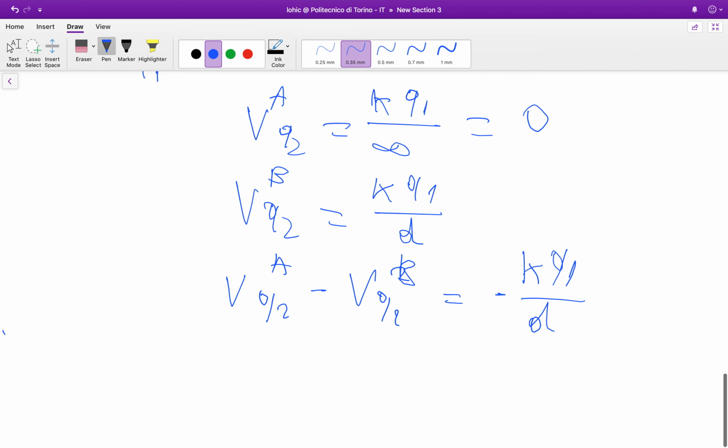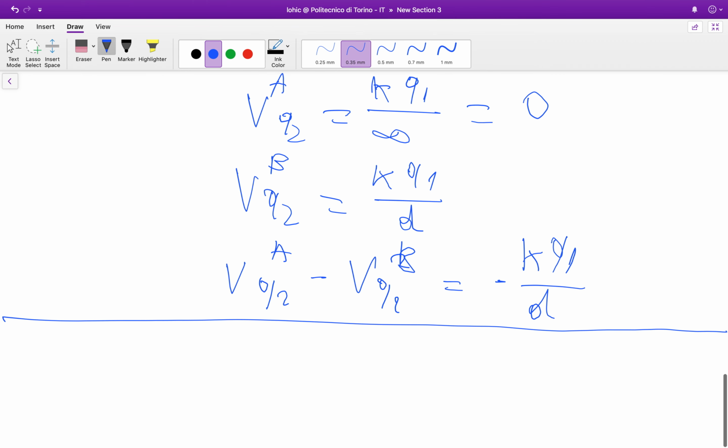So you should be able to, when you move a charge from a position to another, the work of the electric field is the initial potential minus the final potential.